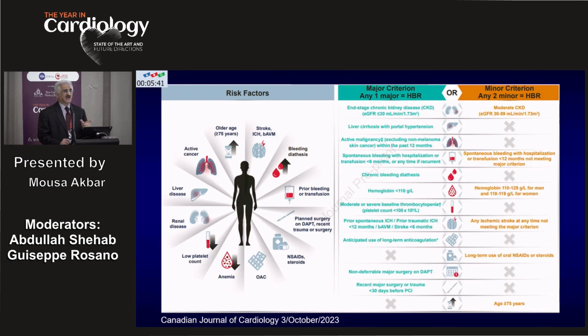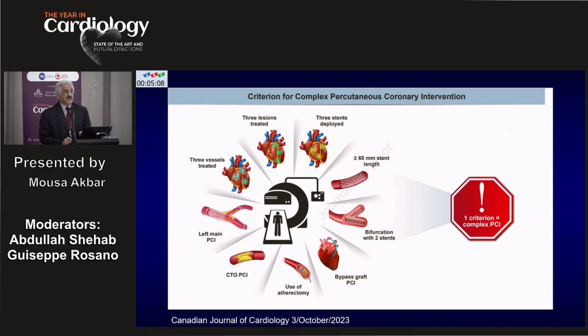And the Canadian guidelines, our focus guideline, mentioned the definition of high bleeding risk, ladies and gentlemen. There is a major criteria. You need only one to make your patient high bleeding risk, and you have 2 minor in the yellow. Any 2 of them make it the definition of high bleeding risk. And on the left side are the risk factors the patient takes into consideration to call the patient high bleeding risk. In addition, this Canadian guideline also mentioned the criteria of complex PCI.